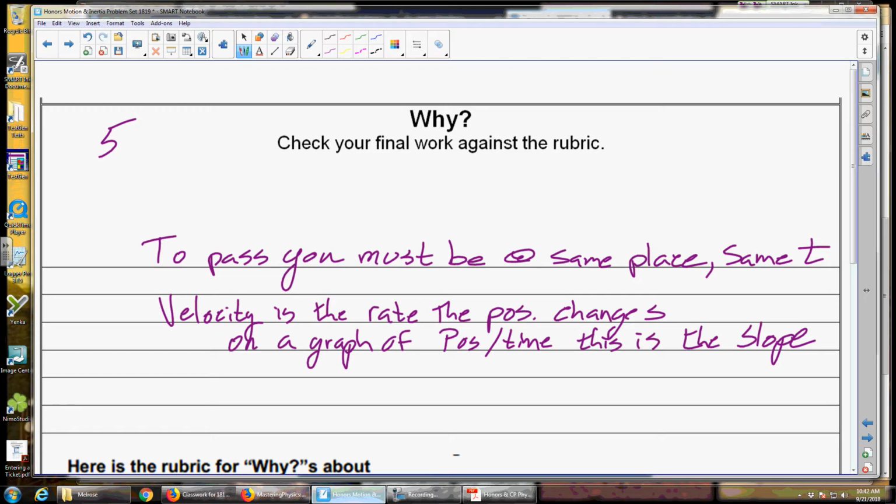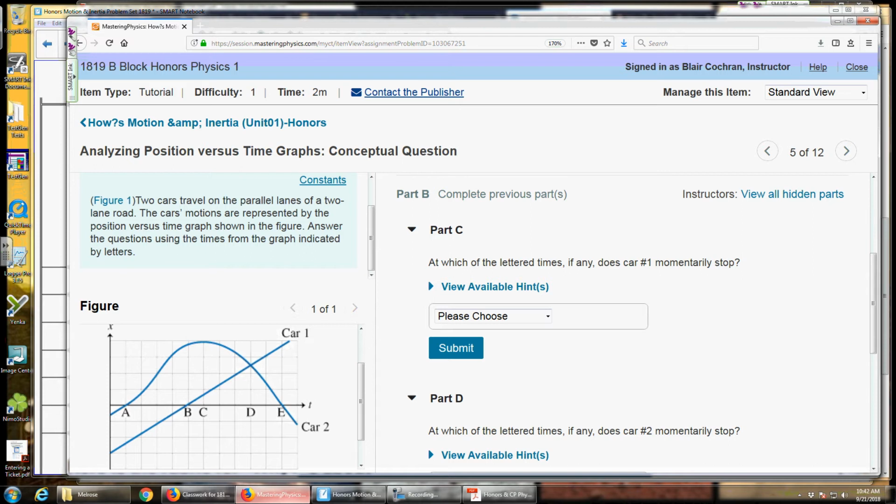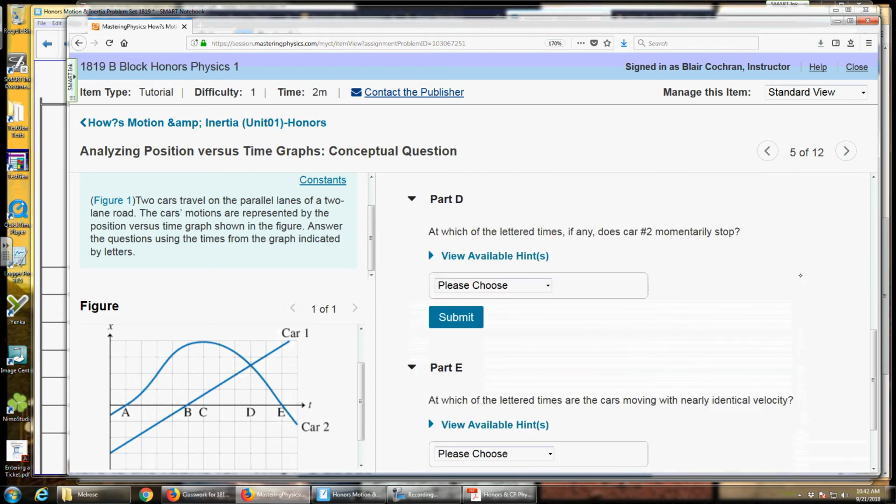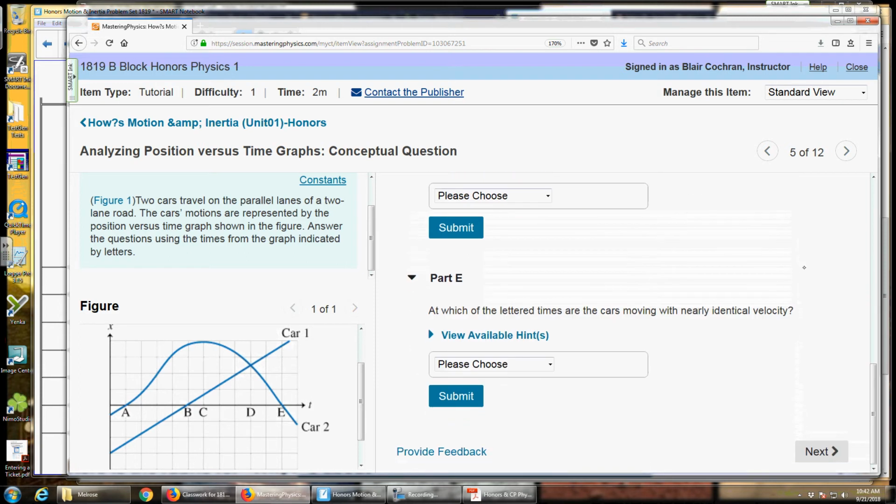So this one really doesn't have much of a how, right? It's got a lot of why to it. But the slope of the position-time graph is the velocity. So that's the key to parts B and C here, D and D. And then E is the same idea also. Where are the two slopes almost identical?